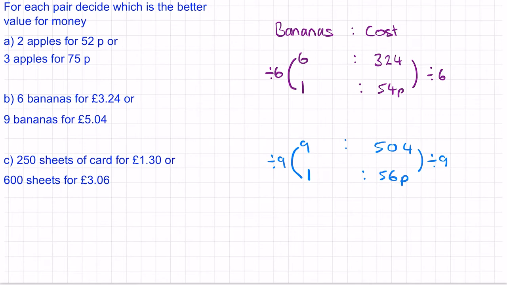So in this case, you can see it is better value. You're paying 2 pence less per banana using this offer here. So 6 bananas for £3.24. Okay, so now do you want to try question C? You can pause the video and resume it when you're ready.